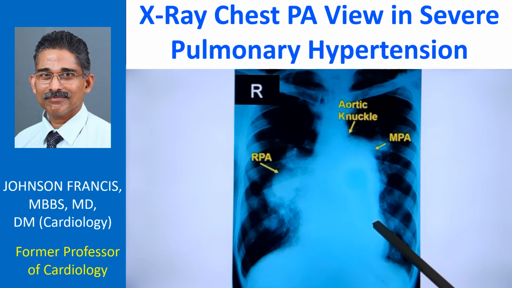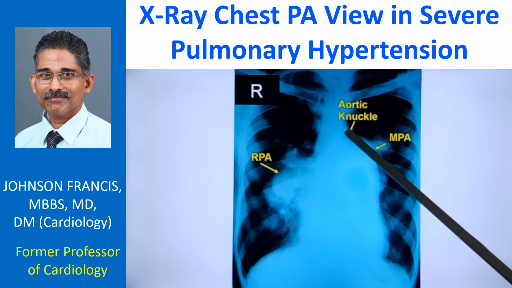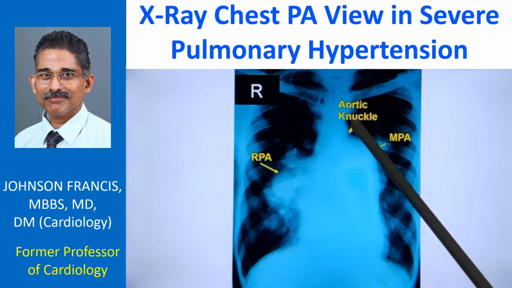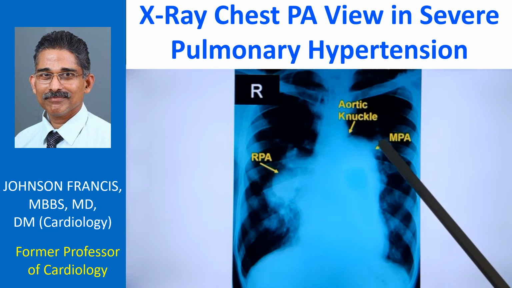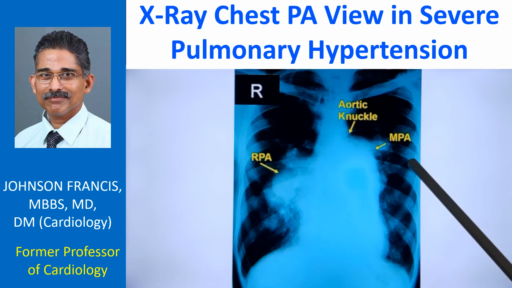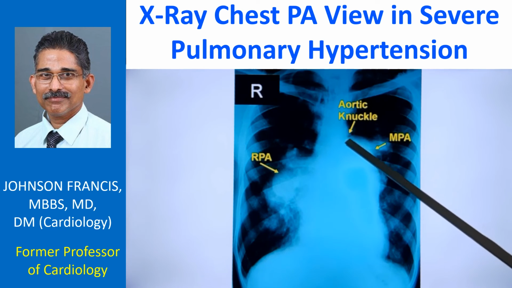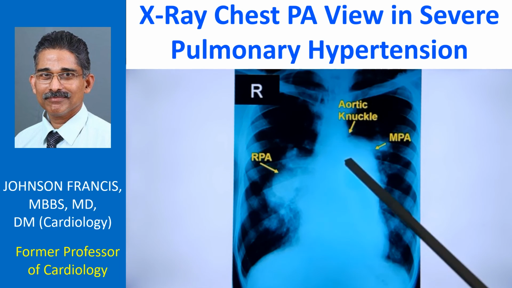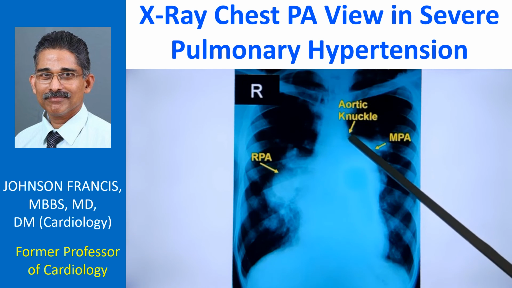In PDA Eisenmenger, more prominence of the aortic knuckle shadow is expected. And another finding which you would expect in long-standing PDA Eisenmenger will be calcification of the ductus as an inverted Y shadow in this region. The ductus will be here, but that's also not seen here.